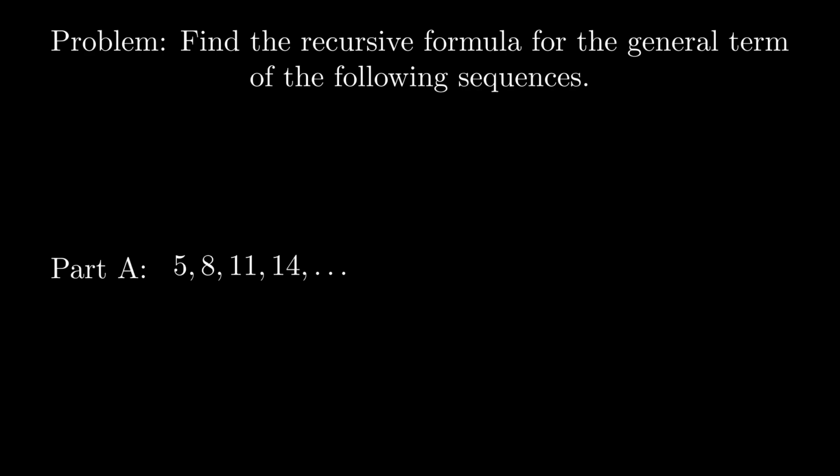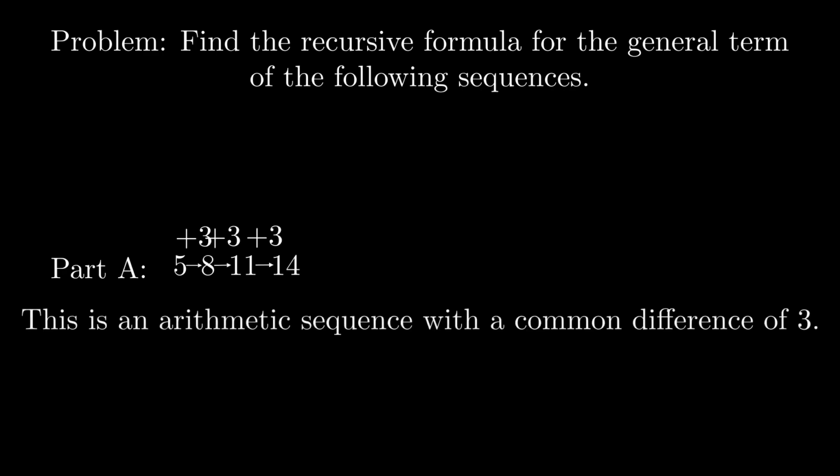Now, consider the sequence 5, 8, 11, 14, etc. To find the pattern, let's look at the differences between consecutive terms. From 5 to 8, we add 3. 8 to 11, we add 3. And 11 to 14, we also add 3. So this is a constant difference of 3, which tells us that this is an arithmetic sequence. So to get to the next term, you simply add 3 to the previous term.